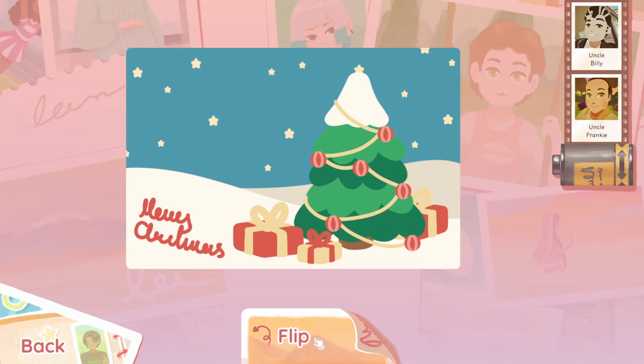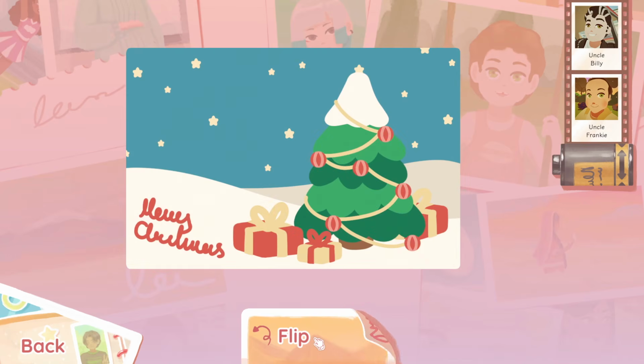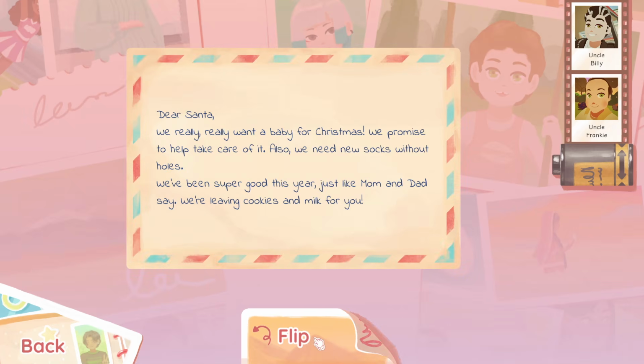So this one's just a basic holiday postcard, but it's also got writing on the back. Right, so this is like a postcard that was also being used as a letter to Santa. So, okay, that would place this before Christmas. And given they're wanting a baby for Christmas, that would also suggest this must be written before my dad, presumably the third child, shows up.